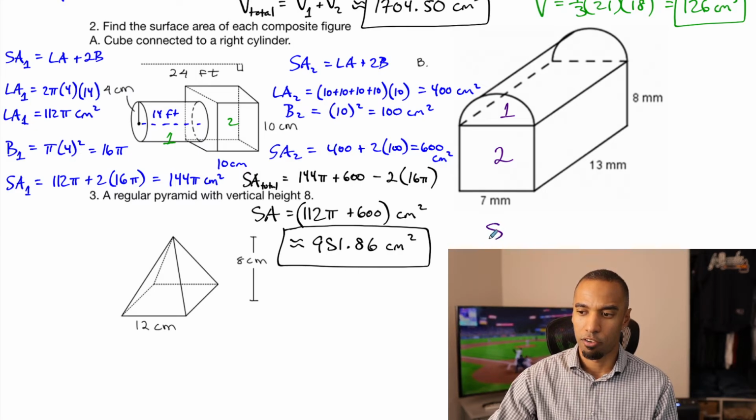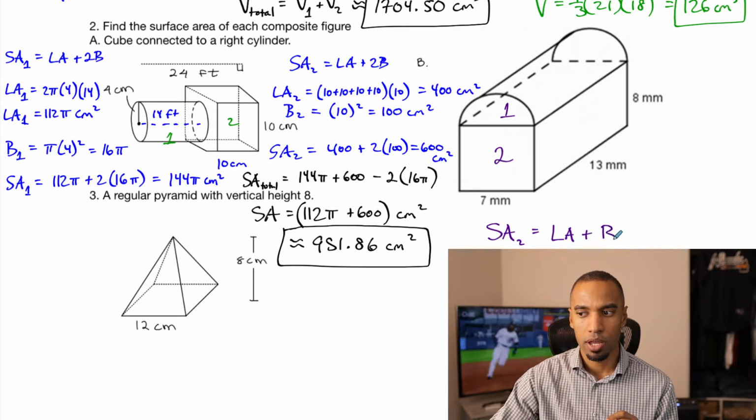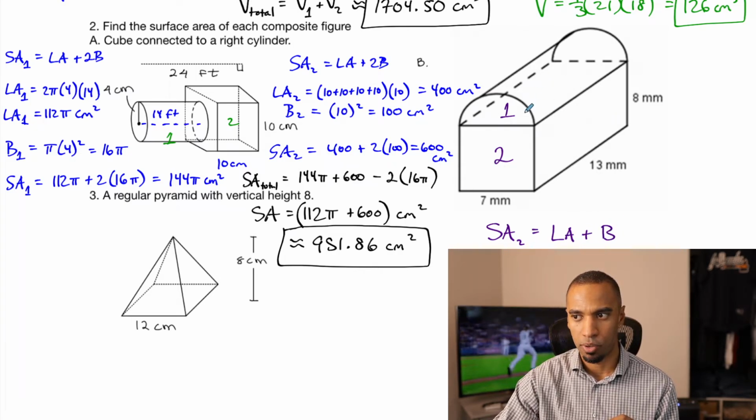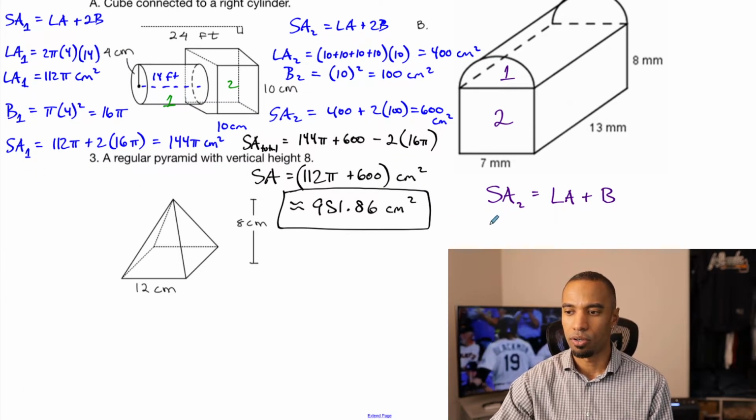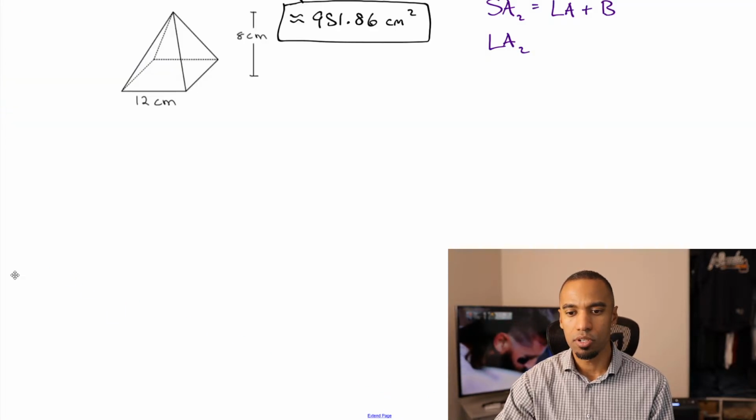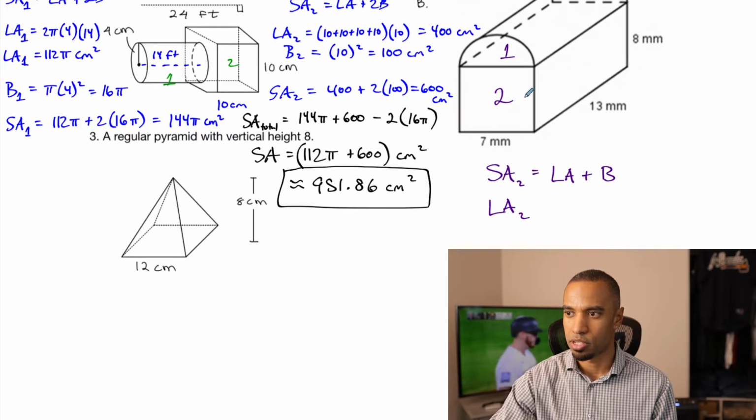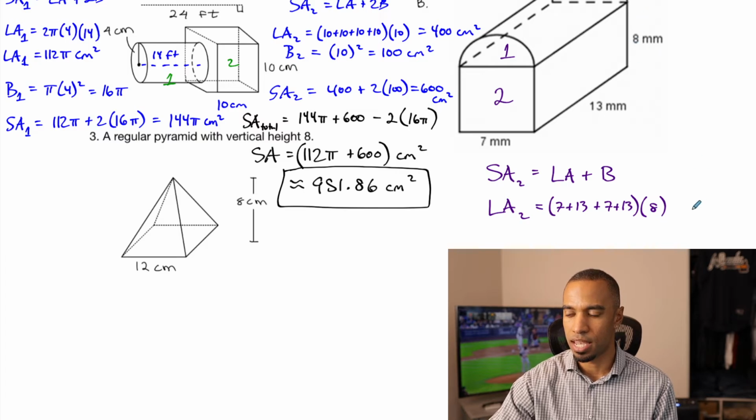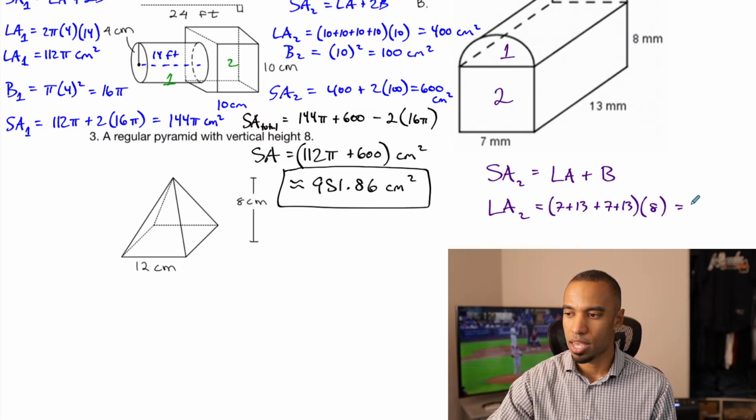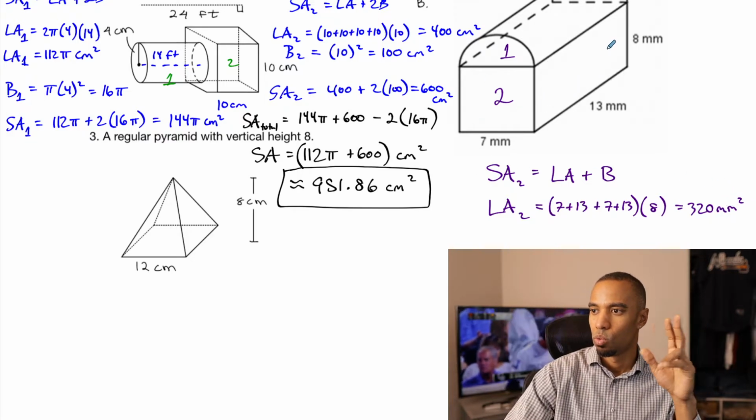So my surface area for my 2, not as an actual formula for rectangular prisms, but just for this, it is the lateral area plus the single base that's on bottom. Remember, the top one is covered by the half cylinder. So I'm just going to take those 2 things only. All right. The lateral area for the second one, I am going to still do perimeter of base times height. My perimeter looks like I'm going to be doing 7 plus 13 plus 7 plus 13, right? 7 plus 13 is 20, plus another 7 plus 13 is another 20, that's 40, times the height of my prism, which is 8. 40 times 8 is 320. So 320 square millimeters for my lateral area of my rectangular prism.